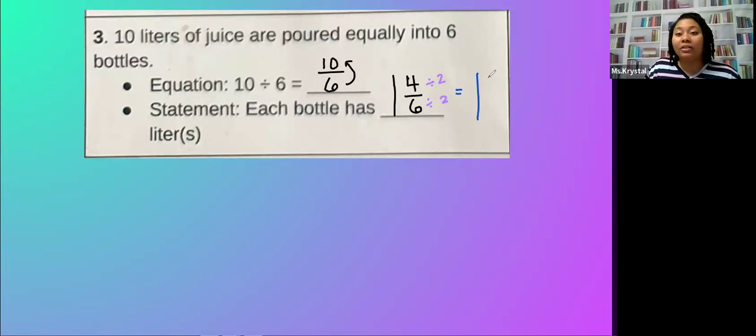So our final answer is going to be 1 and 2/3, which, what are we actually saying? 1 and 2/3 is the amount of juice that's in each bottle. That's a pretty big bottle, but it's the amount of juice in each bottle.